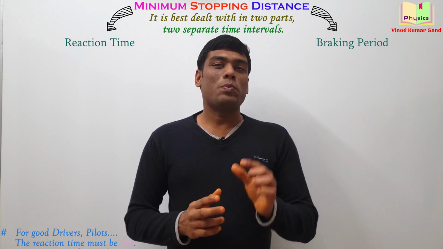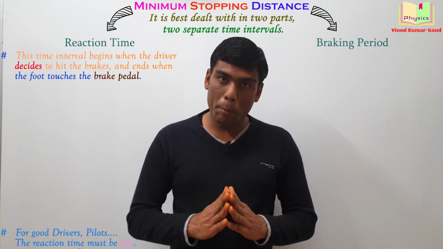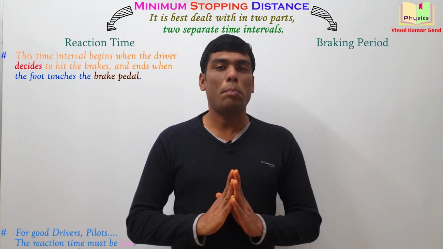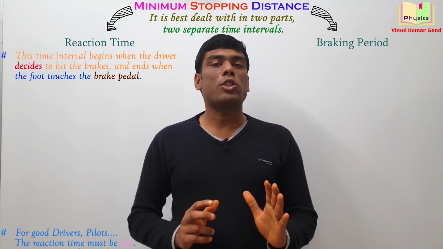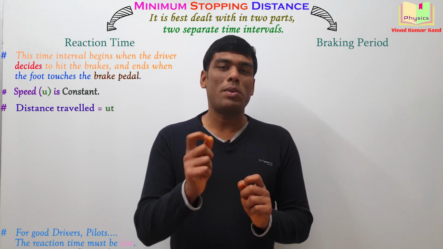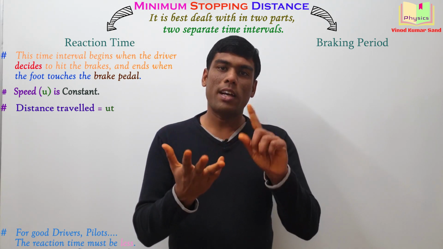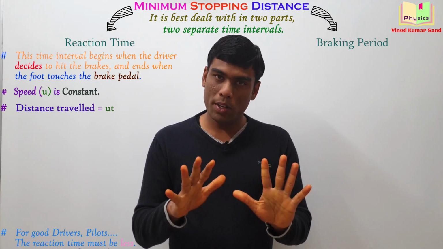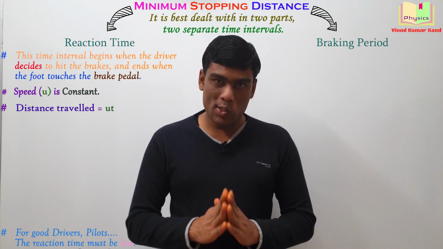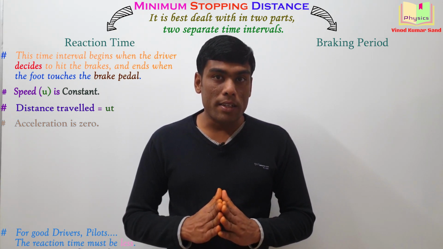Anyways, reaction time begins when the driver decides to hit the brakes, and it ends when the foot of the driver touches the brake pedal. During the reaction time, the speed of the vehicle is constant. So distance traveled will be equal to u into t, where u is the speed of the vehicle and t is the reaction time. And during this period, the acceleration will remain 0. Done. Now let's go for the braking period.